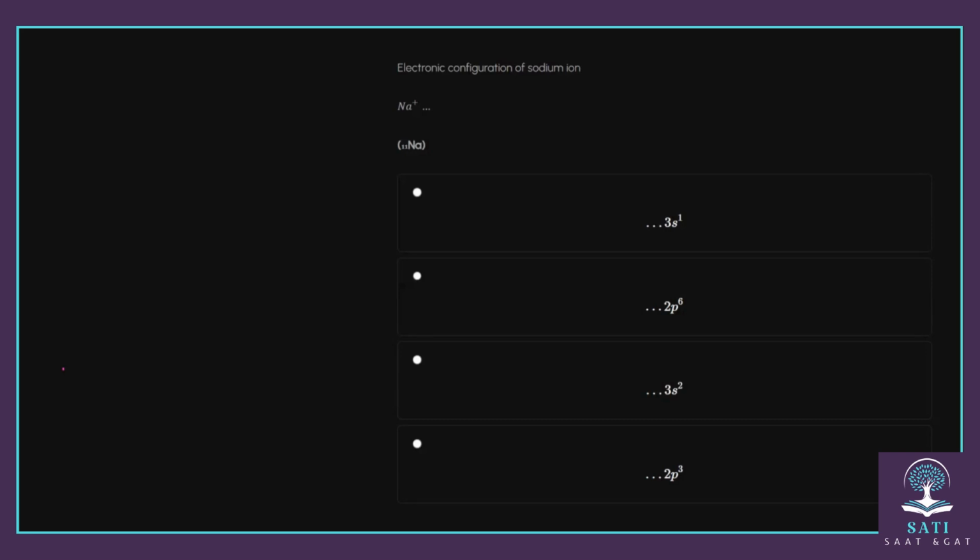Electronic configuration of the sodium ion, Na positive, where sodium has 11 electrons. In general, if we use the noble gas notation, we have helium first, which takes 2 electrons, then neon, which takes 10 electrons. So this one takes 2 electrons and this one takes 10 electrons.